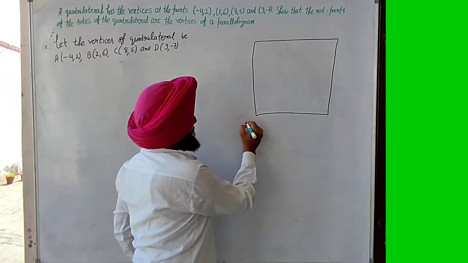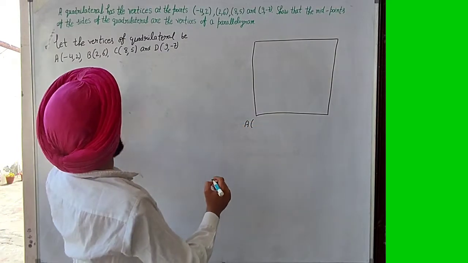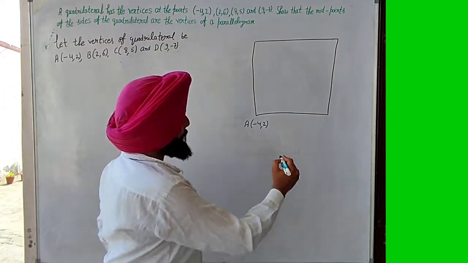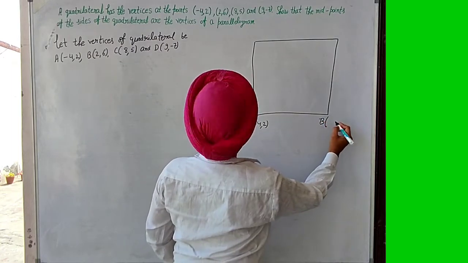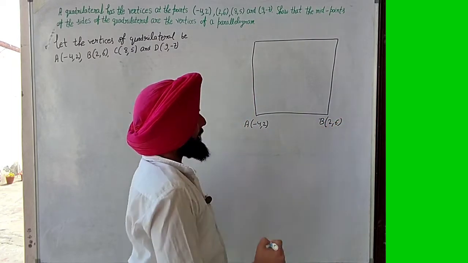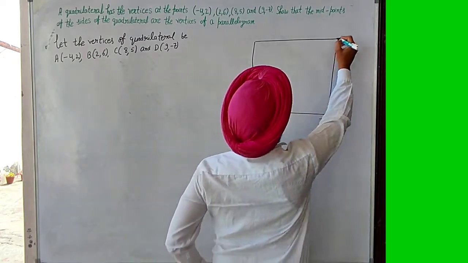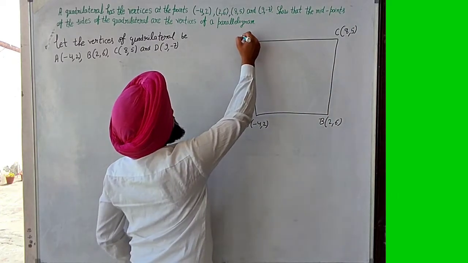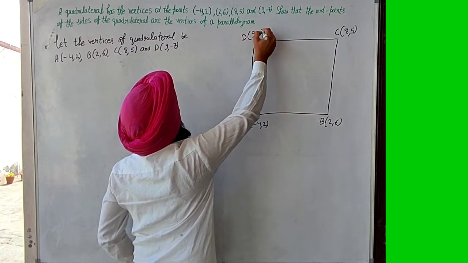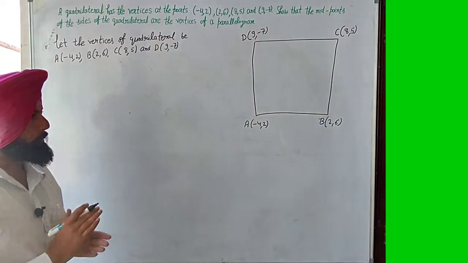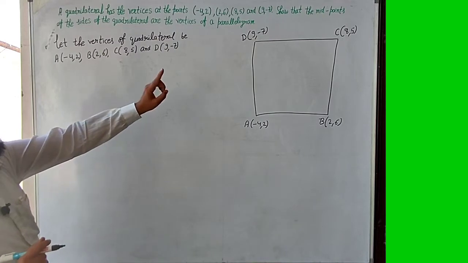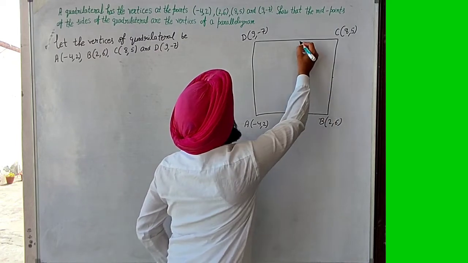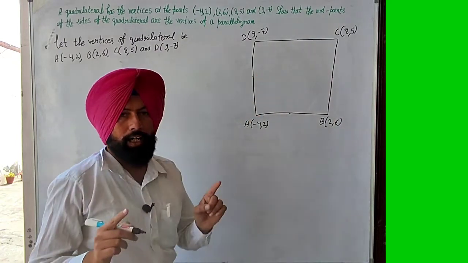So here is A, that is (-4, 2), B (2, 6), and similarly C (8, 5) and D (9, -7). Now we want to show the midpoints of this quadrilateral form a parallelogram.